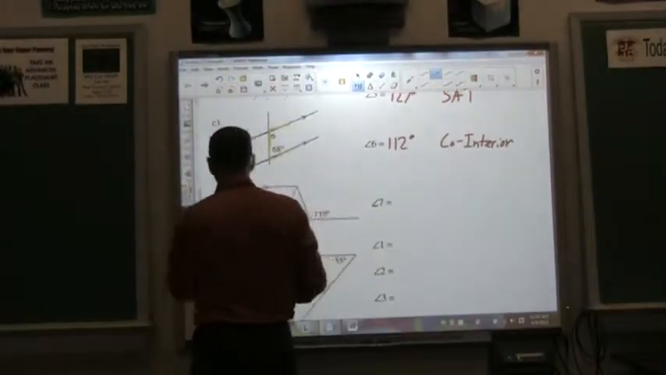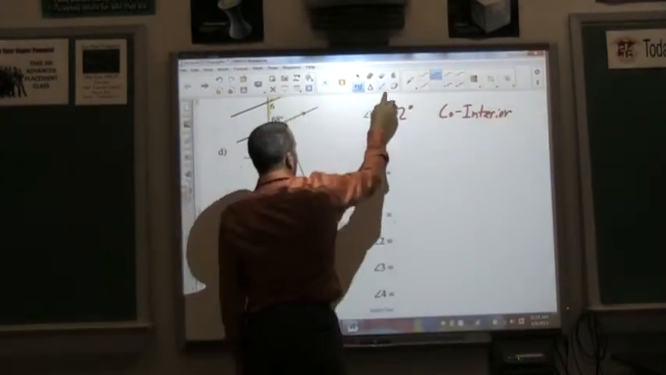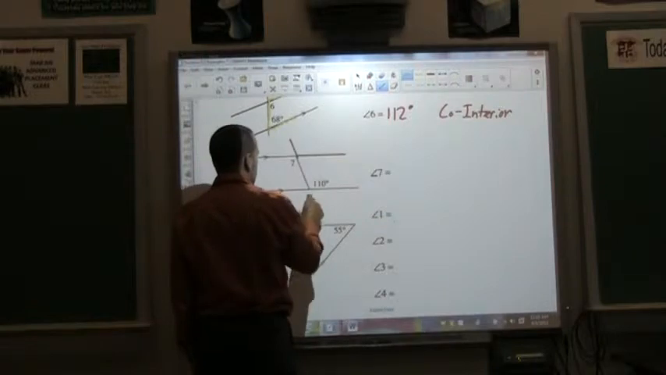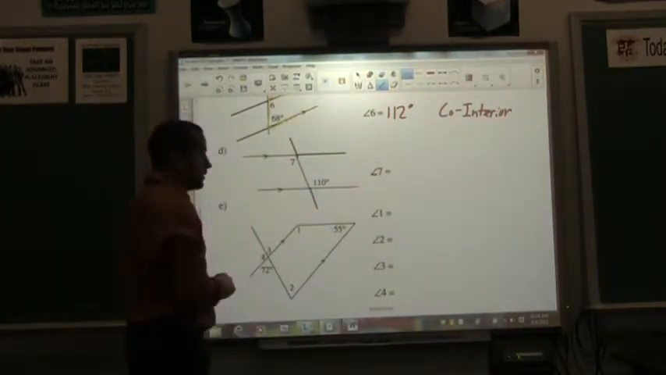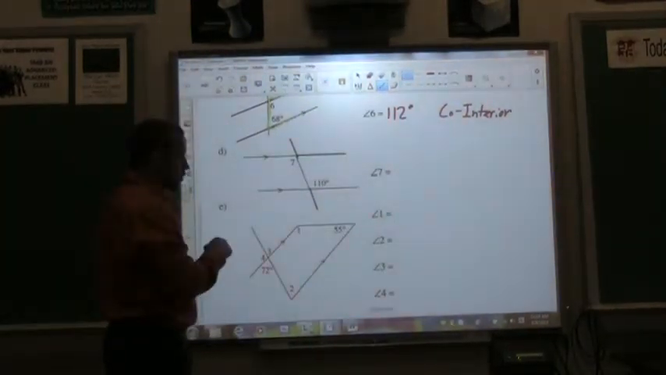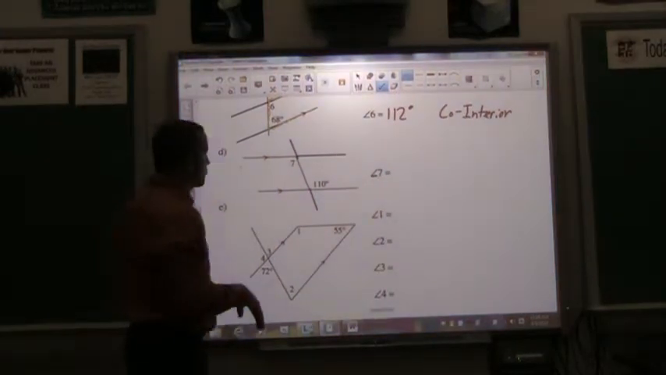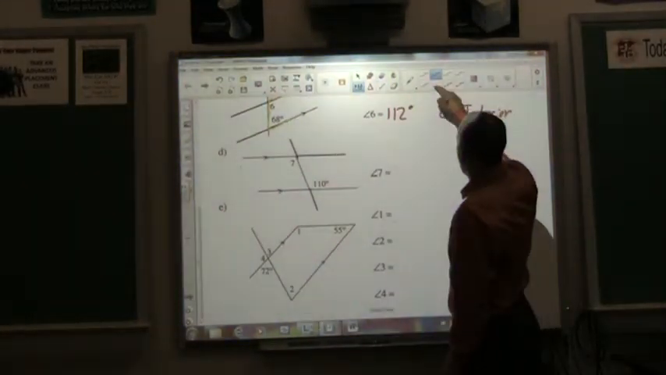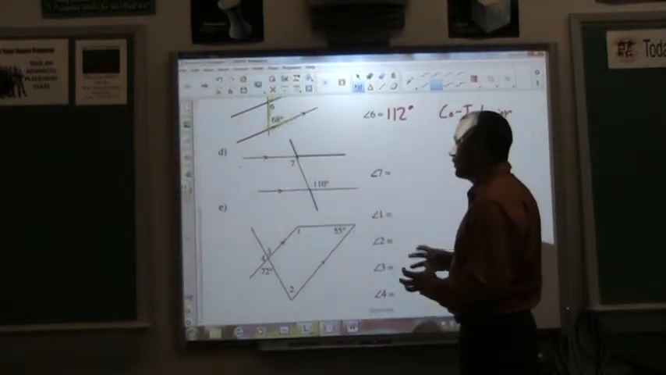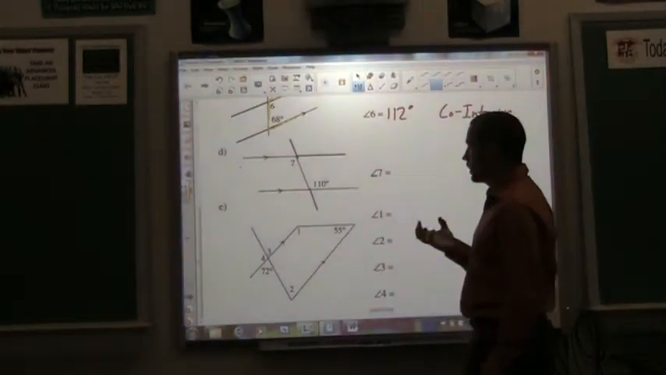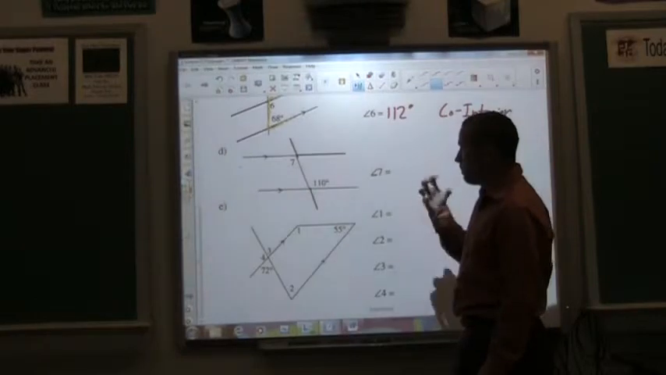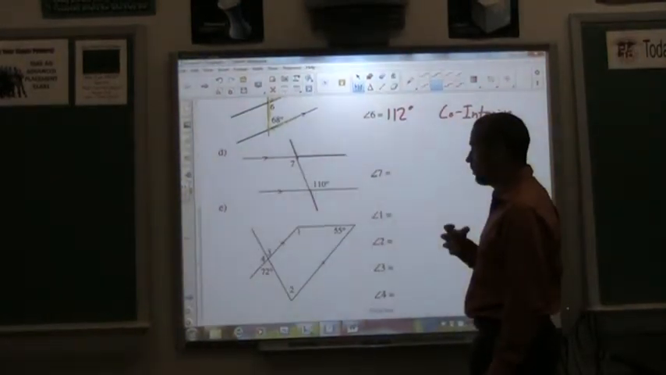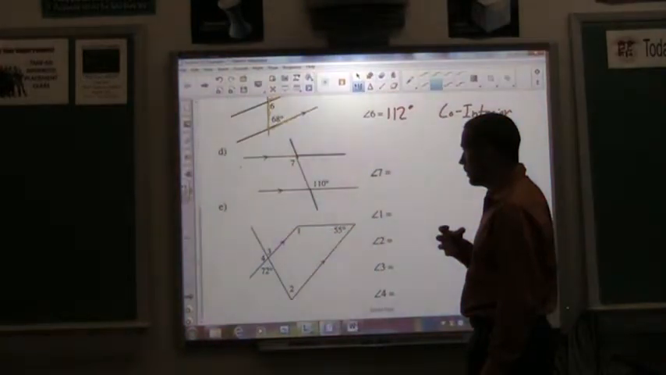On to D. This one, again, I like to extend these out so it's very easy to recognize your transversal and parallel lines. So now, a little more difficult. There's nothing wrong in this case if you wanted to use more than one rule or figure out more than one spot in order to figure out what angle 7 was.